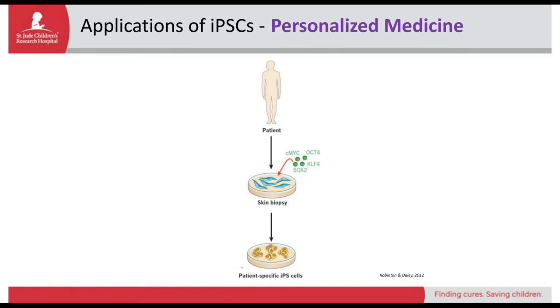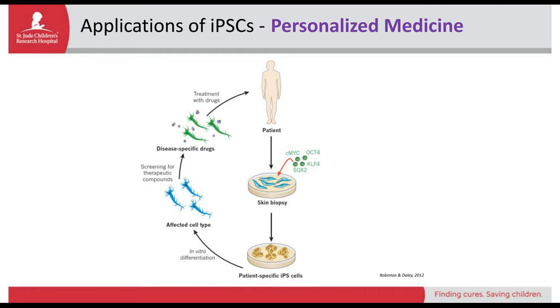Now, this simple schematic by George Daley shows a couple of examples of how these patient-specific iPS lines can be used for personalized medicine. On one hand, these cells can be differentiated into the cell type that is affected in the patient. Then you can screen a bunch of therapeutic compounds on these cells and identify drugs that are the most effective for this specific patient and administer those drugs to this patient.